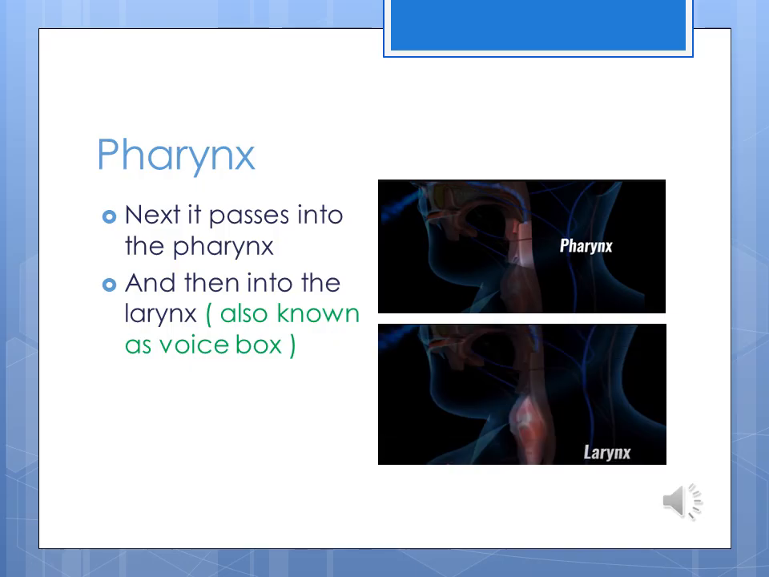Next, air enters into the pharynx and then into the larynx. Behind the pharynx, there is the esophagus, which is also called our food pipe, and below the pharynx, there is the larynx, in which our vocal cords are present, and hence it is also called the voice box.